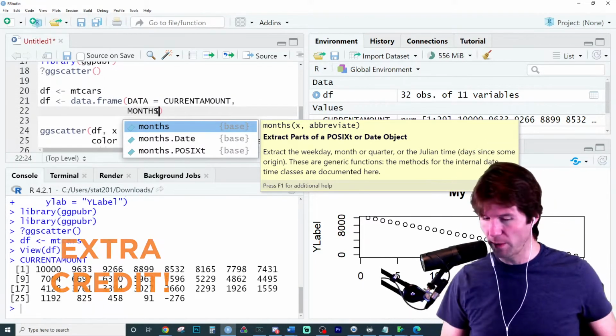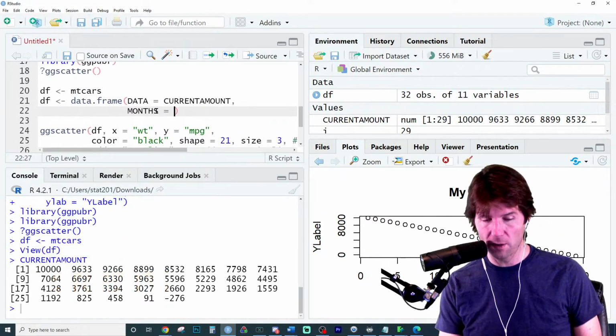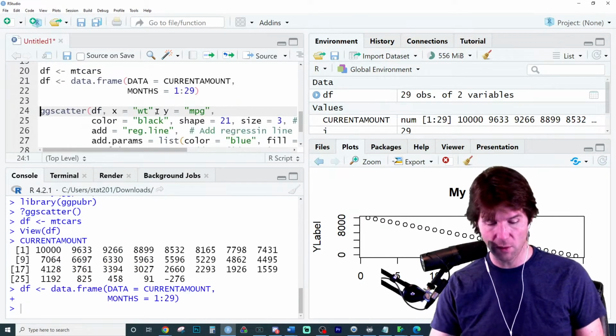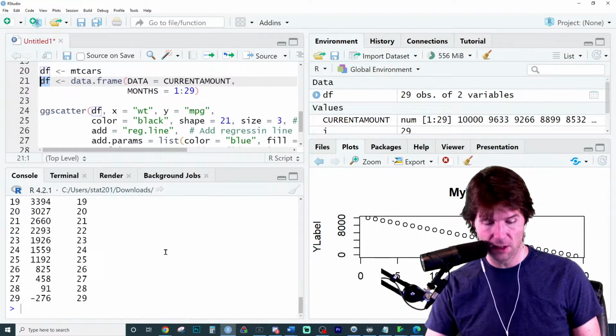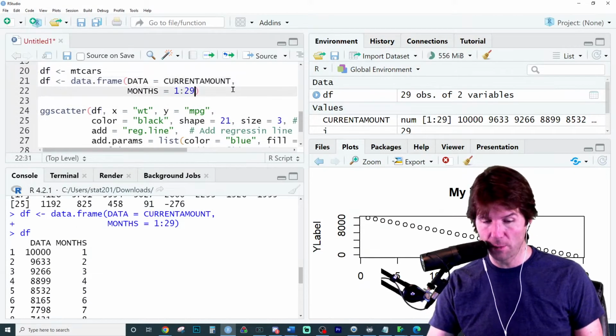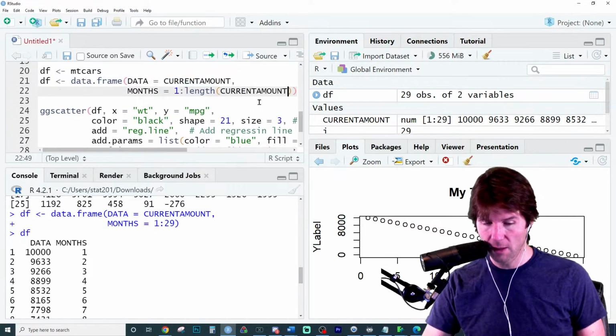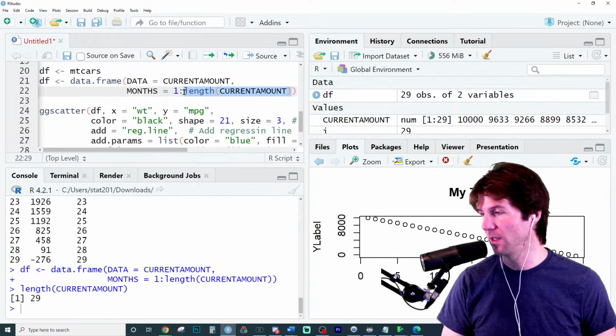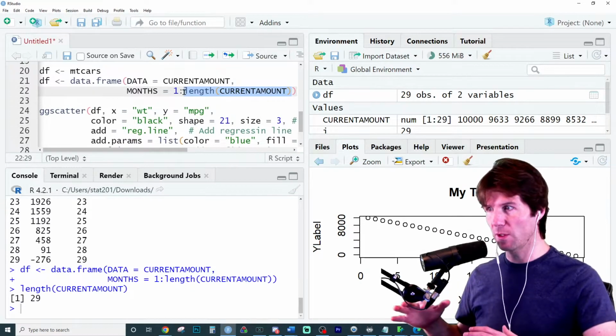It's the index of what we got. So one way to do this is go 1 through 29. That'll give us the right sort of data frame right here. And there's the data frame right there. But if you want to do it based on what you get, you want to go 1 through the length of current amount. The length of current amount is 29. So that just tells you how many elements. Is this making sense right here?